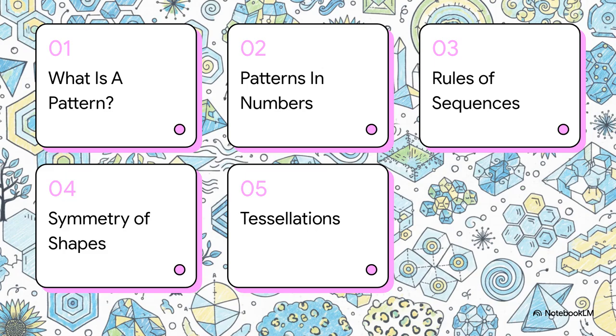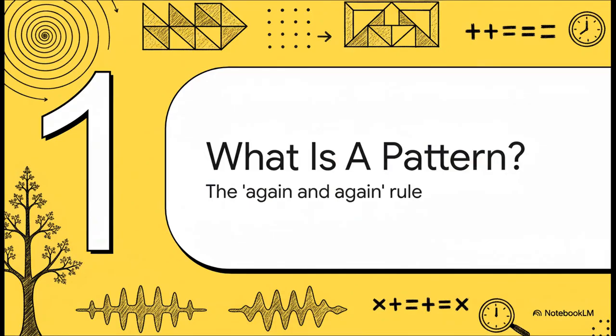Okay, so here's our game plan. We're going to start with the absolute basics, what a pattern even is. Then we'll jump into how they show up in numbers and uncover their hidden rules. From there, we'll explore the incredible symmetry we see in shapes. And finally, we'll look at how patterns can cover an entire surface with no gaps at all. Let's do this. So, Section 1.